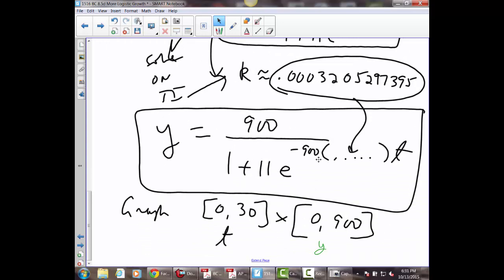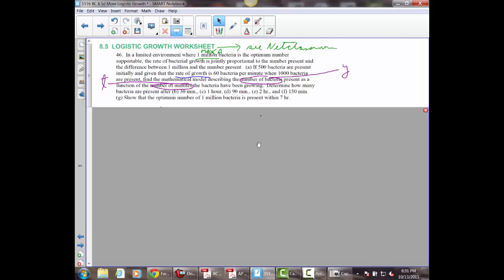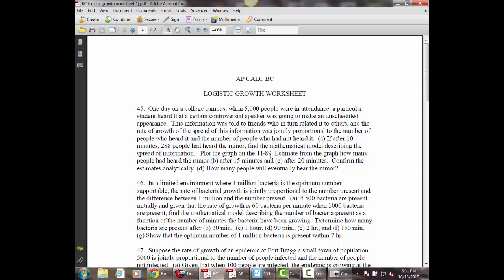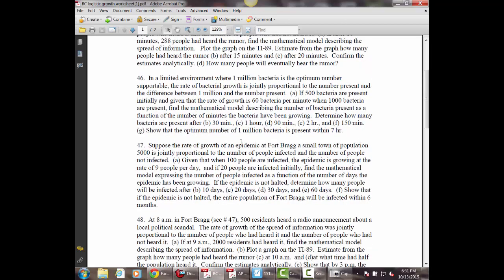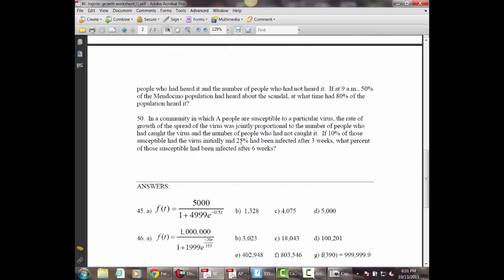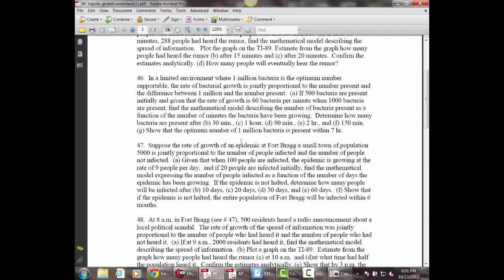So if you were to graph this function now, putting this beautiful number here on 0 to 30, 0 to 900, you'd be able to see a good picture of that graph. Logistic growth worksheet. So I have a worksheet, if I can find it, right here that I have posted under the topics. There's some odds and there's some evens. I'm going to do some of the evens with you, and there's the answers to the odds.